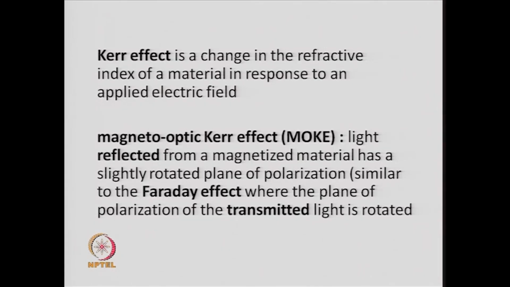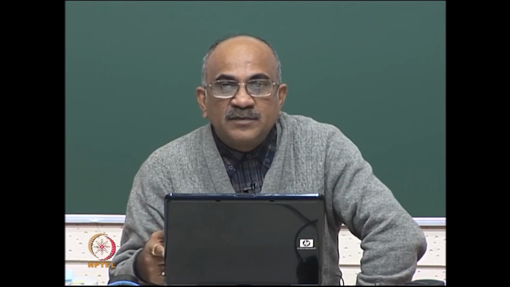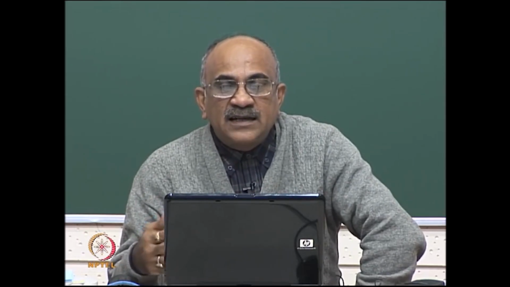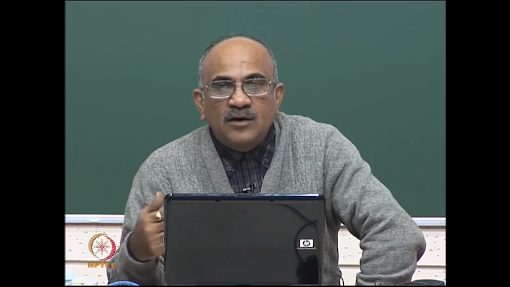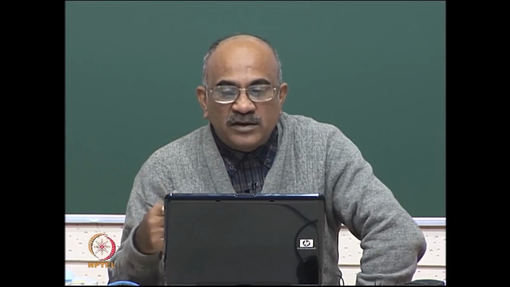So, that is the magneto optic Kerr effect or MOKE effect, whereas the Faraday effect is when you look at the plane of polarization of transmitted light, that is rotated. So, the magneto optic Kerr effect is similar to the Faraday effect, but it is different because we are looking at the reflected light from the magnetized material, not the transmitted light. When you look at the transmitted light, that is called the Faraday effect. When you look at the reflected light in the presence of a magnetic field, then you are looking at the magneto optical Kerr effect, which is the MOKE effect.